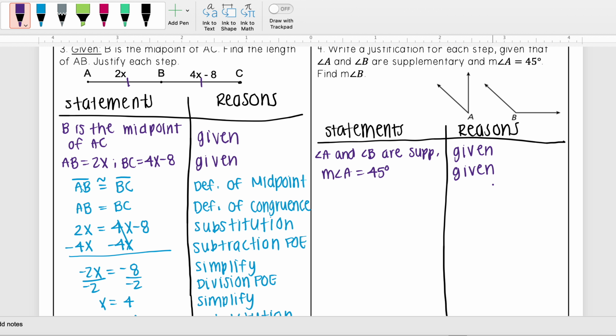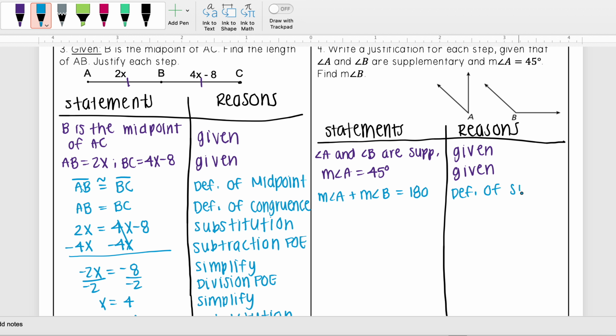Okay, now I need to figure out how to find measure of angle B. So I need to think back. What does it mean for angle A and angle B to be supplementary? Well, if you recall from our previous unit, that means that those two angles add up to equal 180. So that means that measure of angle A plus measure of angle B is equal to 180. And what's my reason for that? Well, my reason for that is the definition of supplementary.